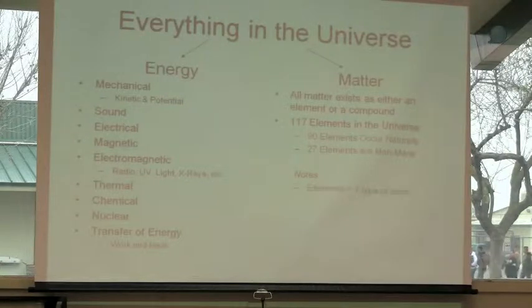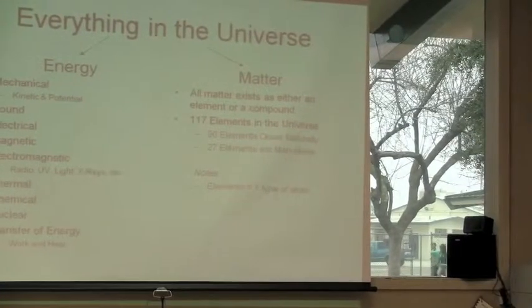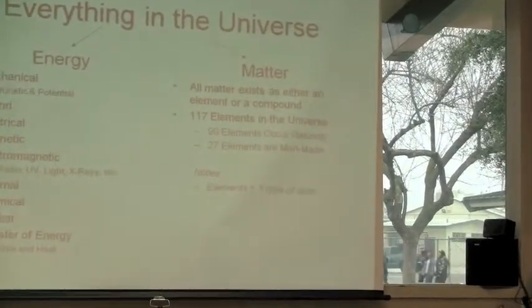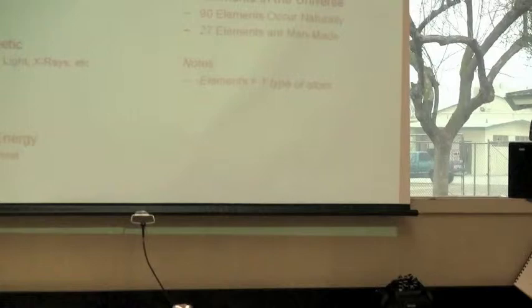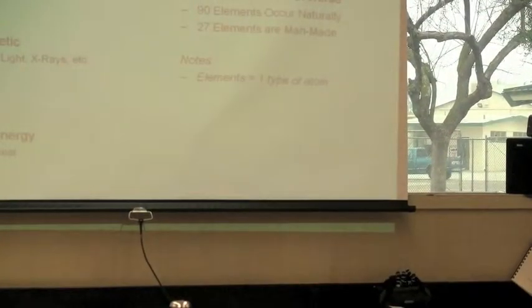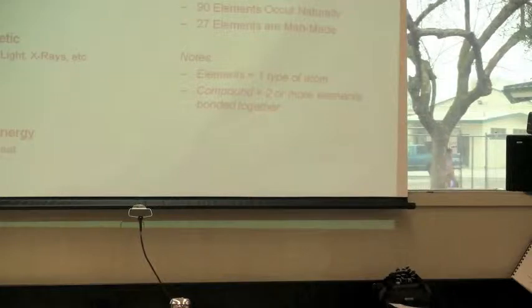And then there's a few notes for the bottom. Just to remind you, an element is one type of atom. An element is something that only has one type of atom in it. Whereas a compound is 2 or more elements bonded, stuck together, connected together.